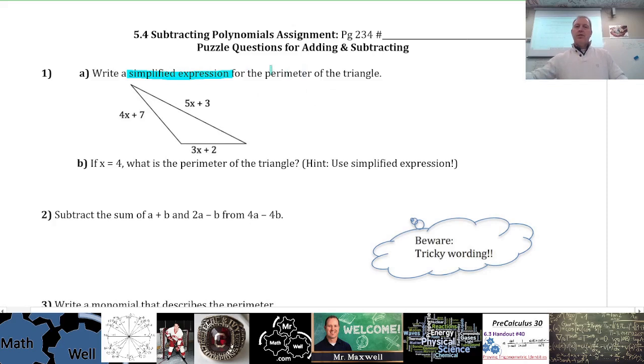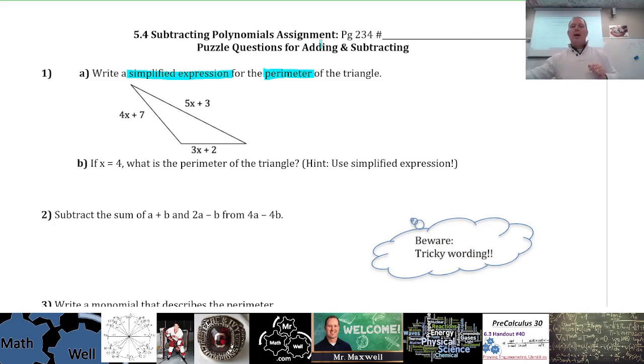For the perimeter of the triangle, perimeter is the other thing that you should know. Does anyone know what a perimeter is right now? You can just shout it out. What's a perimeter? Go ahead and shout it out. Anybody know? The distance around an object. Very good. So we add up all of the lengths of the outside sides, or the distances around the outside. Perfect. You add them all up.